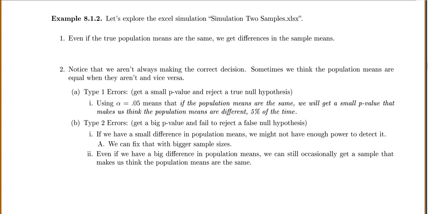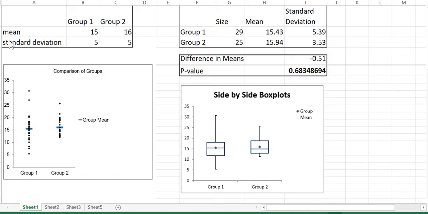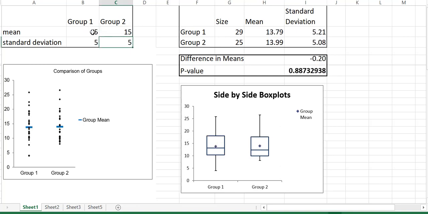Okay, so I'm going to show you an Excel simulation. In this simulation, up in the top left corner, I have the actual population mean and standard deviation, and I can set them to anything I want. Over here, you'll see what I actually get when I get the sample. For example, I'm going to do two groups that have the same population mean of 15 and a standard deviation of 5. Down here, you'll see a dot. Each dot is a value in our sample. And you can see the box plots.